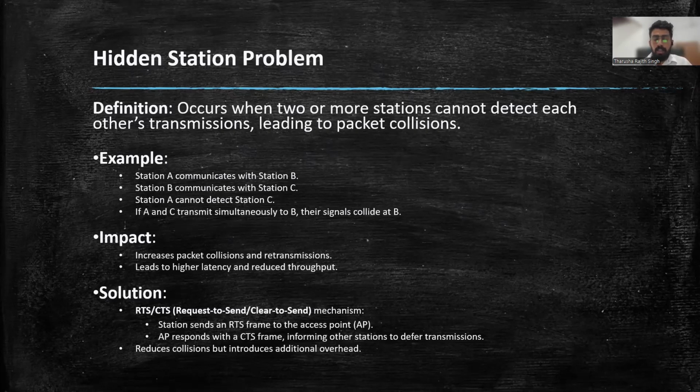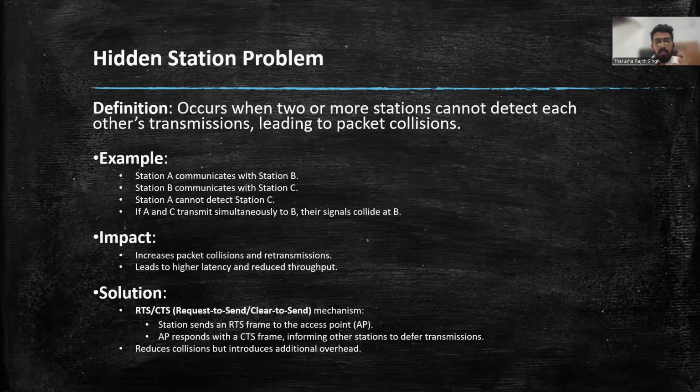For example, consider three stations: A, B, and C. Station A can communicate with station B, and station B can communicate with station C. However, station A cannot detect station C. So if station A and station C transmit data to station B simultaneously, their signals will collide at station B, resulting in data loss.